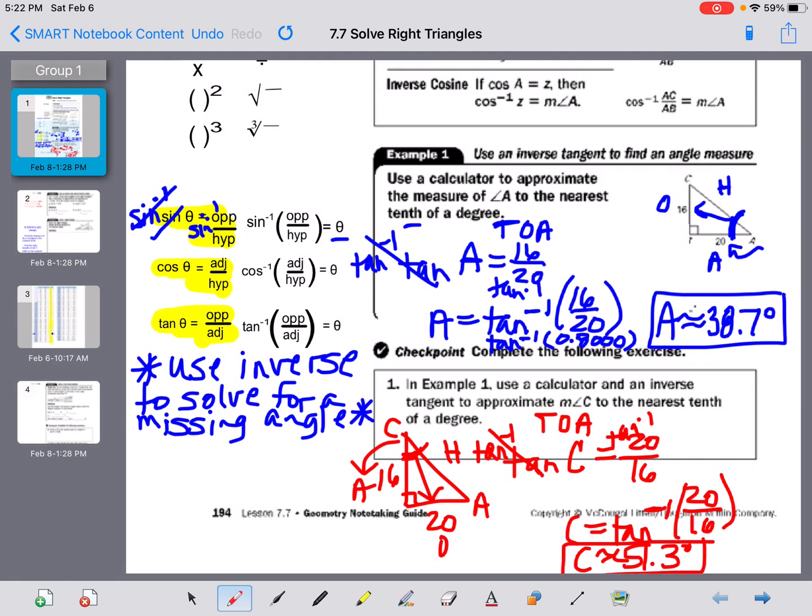Okay. Do my answers make sense? This one's 51.3, right? This one over here was 38.7. What's 51.3 plus 38.7 plus 90? 180. That makes sense. So my two angles I found, they add up to 180 with their 90. Is my biggest side across from my biggest angle? Well, the 90, right? We don't know that one. But how about on the two shorter sides? 20's across from 51.3, 16's across from 38.7. The longer side's across from the bigger angle.